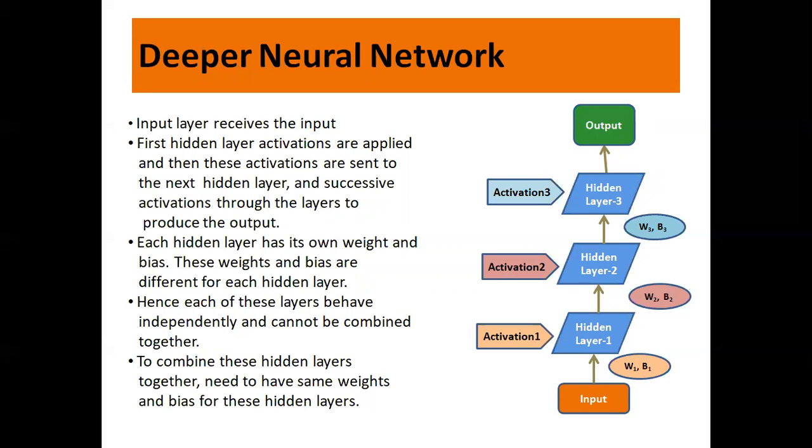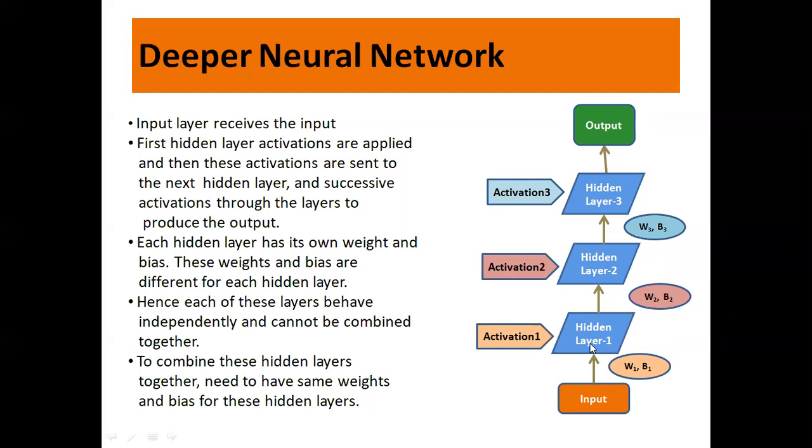So take a feed forward neural network, for example a multilayer perceptron model, that has more neurons but only a single hidden layer. Now when we consider more hidden layers, it becomes a deeper neural network. Now if you can see here, we have 3 hidden layers. So here the input layer receives an input, right? First hidden layer activations are applied and sent to the next hidden layer, and then successive activations are applied and sent to the further hidden layer, and then ultimately the output is produced.